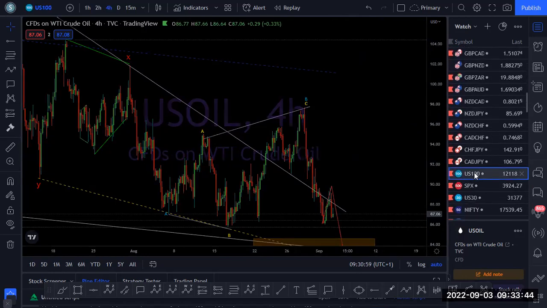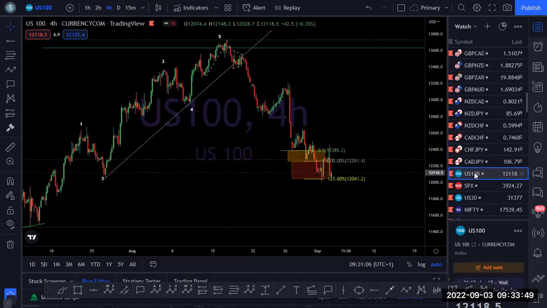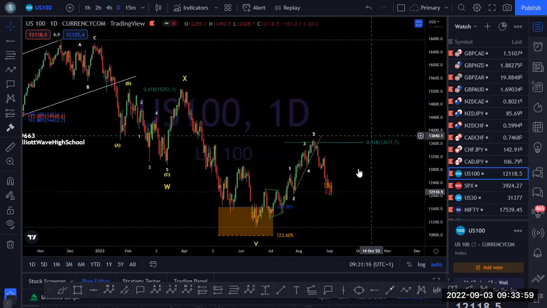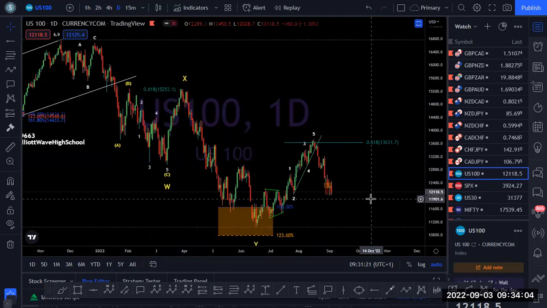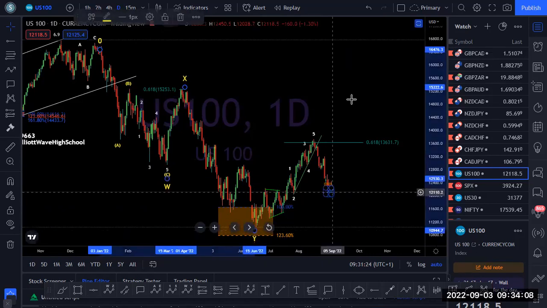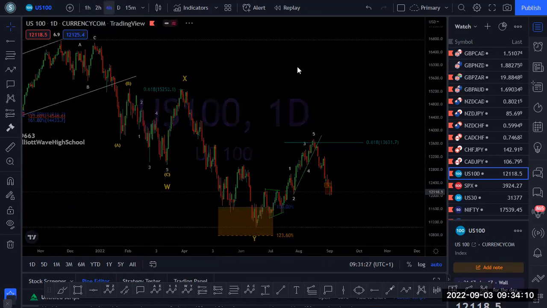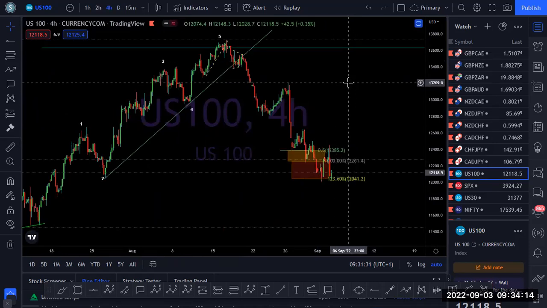US 100, NASDAQ. NASDAQ, what do we have on NASDAQ? Okay, let me go to daily. Remember, I told you we will likely have a new low. That is WXYXZ. And I have no doubt if it is happening already. But I don't want to be ahead of the market. We take it one step at a time.